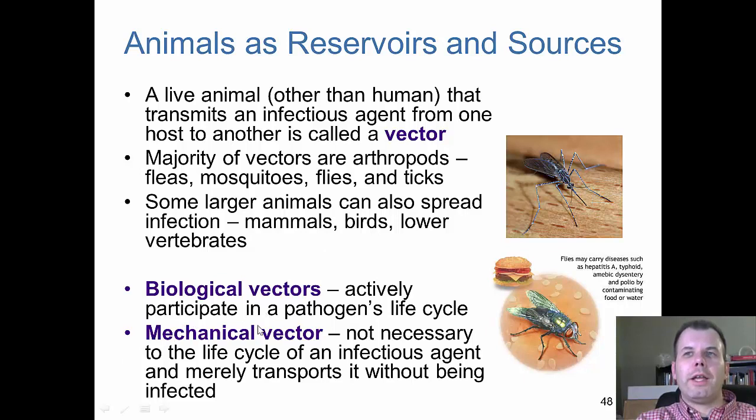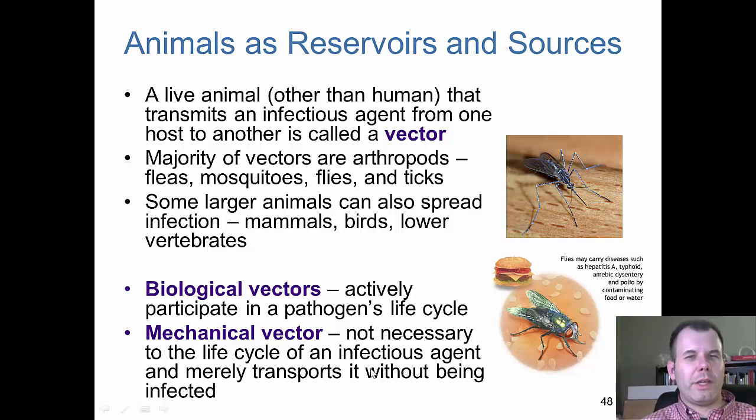Biological vectors are anything that participates in the pathogen's life cycle. So again, we'll talk about life cycles with pathogens, and some of these have multiple stages in their life cycle, and so those are biological vectors. So a flea with bubonic plague would be an example of a biological vector. A mechanical vector is just one that is basically transporting the disease.